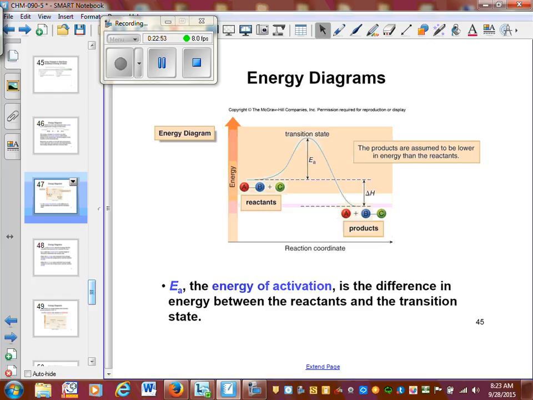So this is an exothermic reaction. Right here, the difference between the reactants and the products, this is your delta H. And you see if I subtract the products minus the reactants, and this is a smaller number, I'm going to get a negative. So delta H is negative.